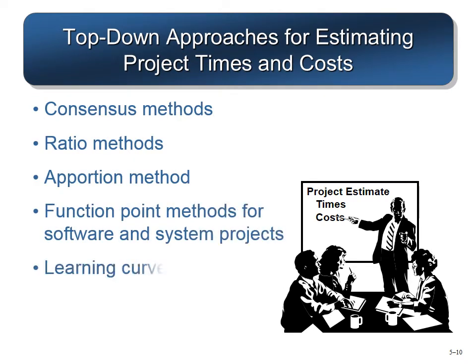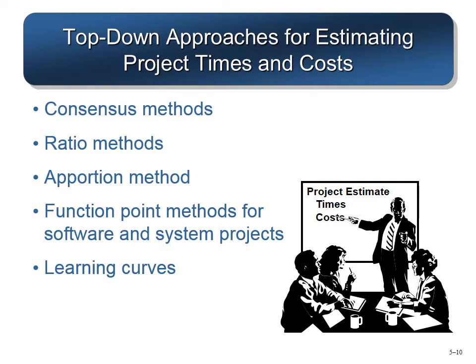So what are the different strategies or approaches of this macro estimate or top-down estimate? One would be the consensus method. The consensus method is more like the Delphi technique, where expert opinions are taken into consideration to make that estimate.